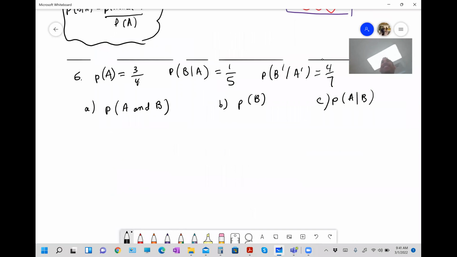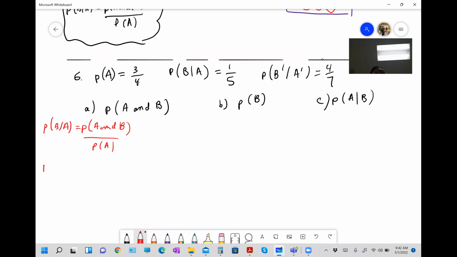Oh my gosh, we can't take this test without these two very important statements. All right, take a look at this. The first thing you need to realize to do this question is that the probability of B given A equals the probability of A and B divided by the probability of A. Or you can also say that the probability of A given B equals the probability of A and B divided by the probability of B.